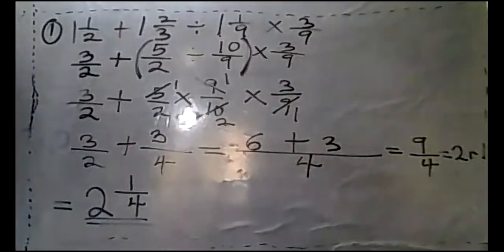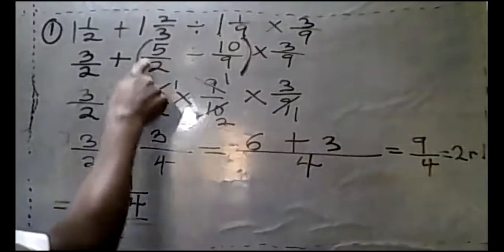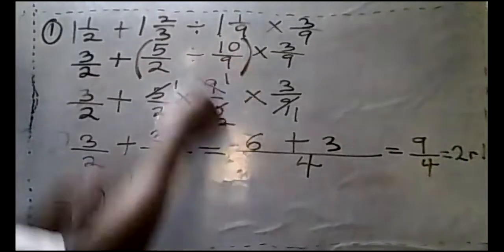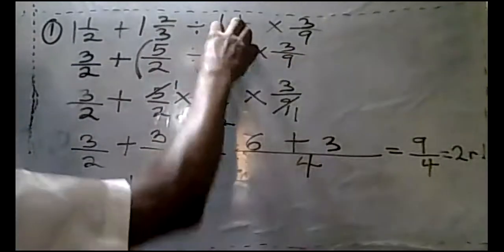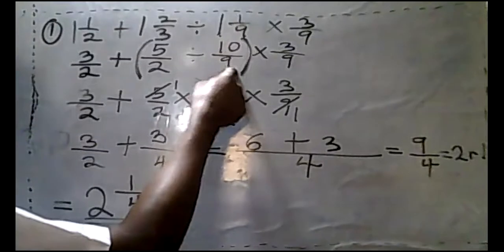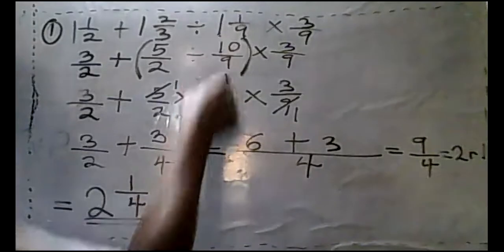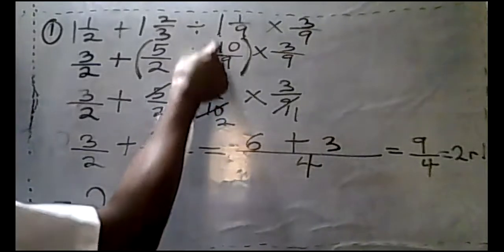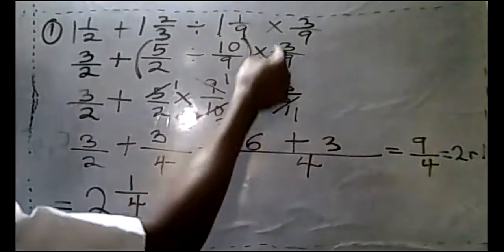Now, which one of the operations are we going to perform first? That's division. So what you need to do is bracket the one with division. 5 over 2 divided by 10 over 9. So change the division to multiplication. And that brings about the reverse of the next fraction. Once you change this division to multiplication, the next fraction after the division sign changes position. The denominator becomes the numerator and the numerator becomes the denominator. That means the number below goes up and the number up comes down. So instead of having 10 over 9, we'll have 9 over 10. So we have 5 over 2 times 9 over 10 times 3 over 9.